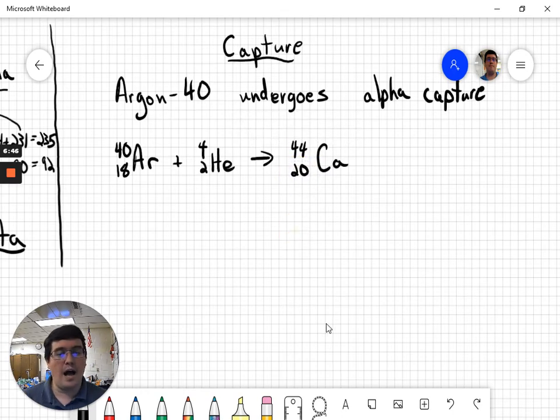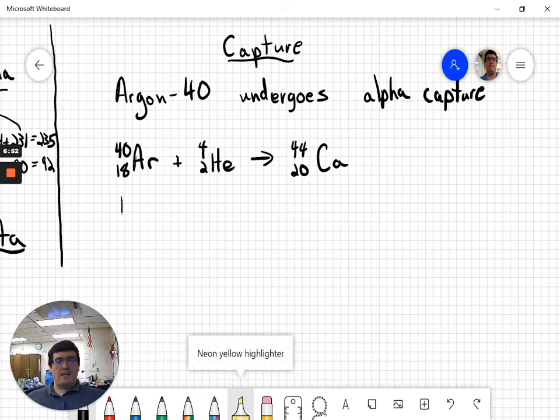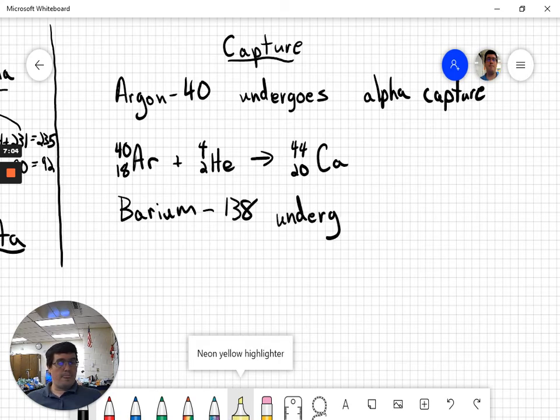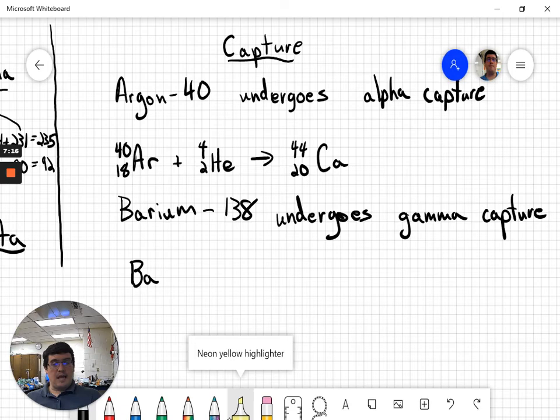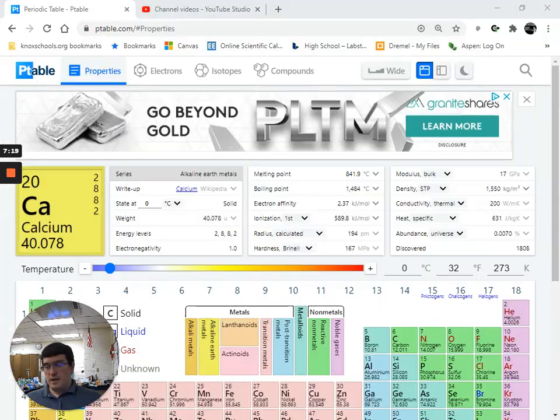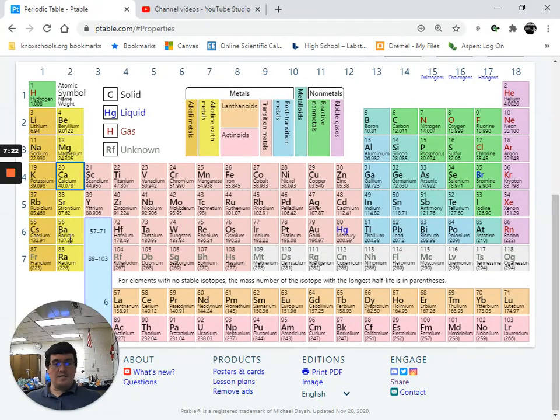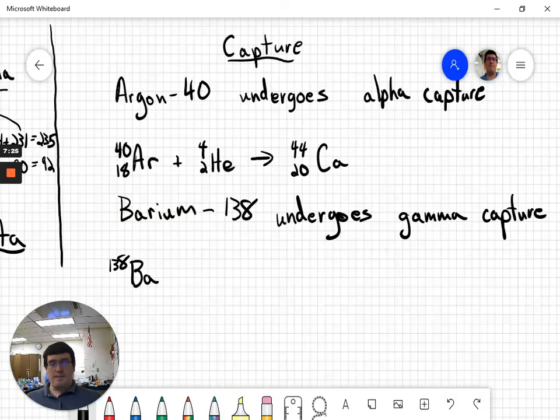All right, so there's one other one that I want to talk about really quickly, and it's one of my favorites. Barium is one of my favorite elements. It's super poisonous and super dangerous. Barium-138 undergoes gamma capture. All right, so barium-138 looks like this, Ba with a 138. If we jump back over to the periodic table real quick, we see that barium is element number 56. So its atomic number is going to be 56. That goes down here on the bottom.